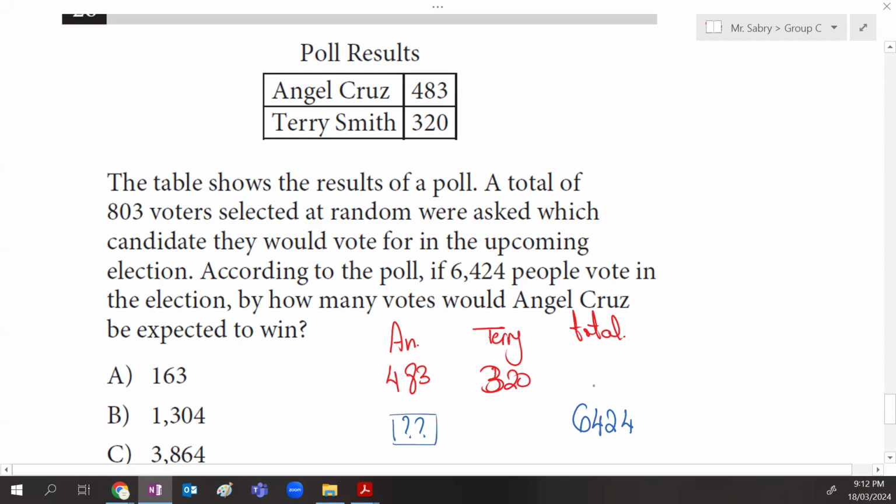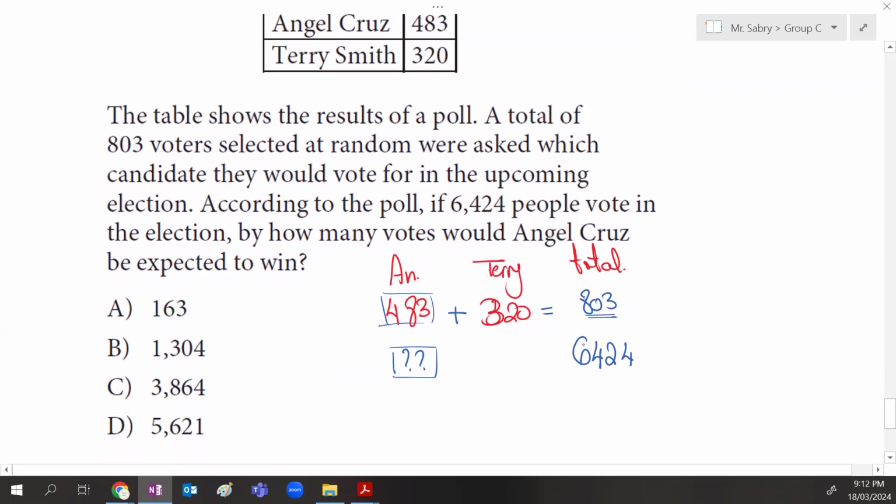So you'll ask yourself, well, can I find the total? Yes, I can, because I have already Angel and I have Terry. I can just add them up and get the total, which would be 803, right? Yeah, sorry. I didn't even look at the total at all. I was doing all this with the table only.